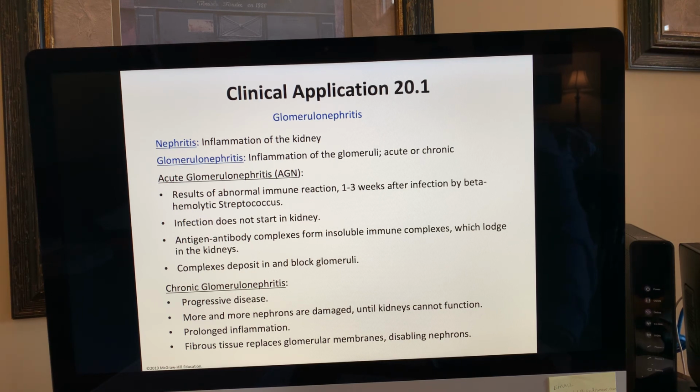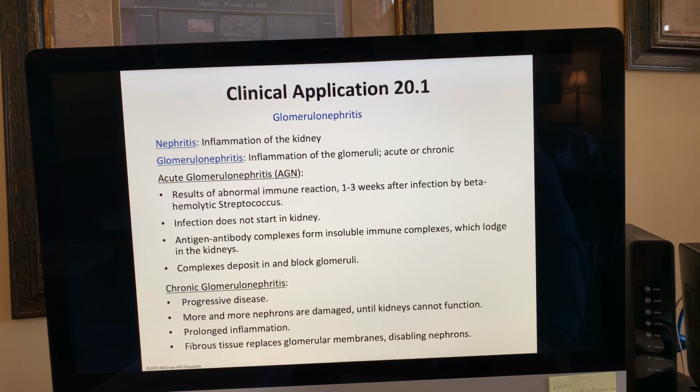Glomeruli, like any part of the body, can become inflamed or infected. Glomerulonephritis is a condition of inflammation or infection of the glomeruli. There are two different types of this. There's acute glomerulonephritis, which is generally a byproduct of some type of infection, usually an infection due to beta hemolytic strep. Someone will get strep throat, and then shortly thereafter will develop blood in their urine.